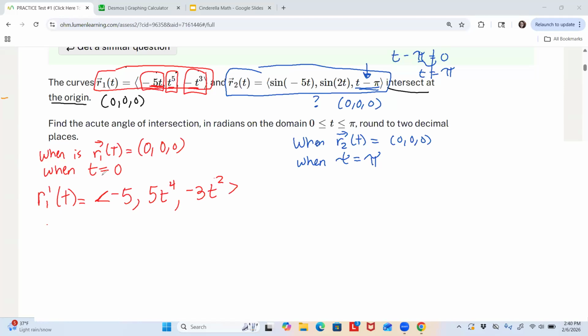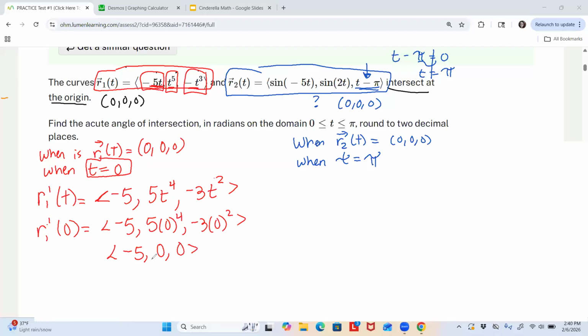Now go ahead and plug in our magic value of t for this one, which is 0. So r1 prime of 0. There's nothing to plug in on the first one, so that would say negative 5. Then this would be 5 times 0 to the 4th, and negative 3 times 0 squared. So this is negative 5, 0, 0. And then hold that one.